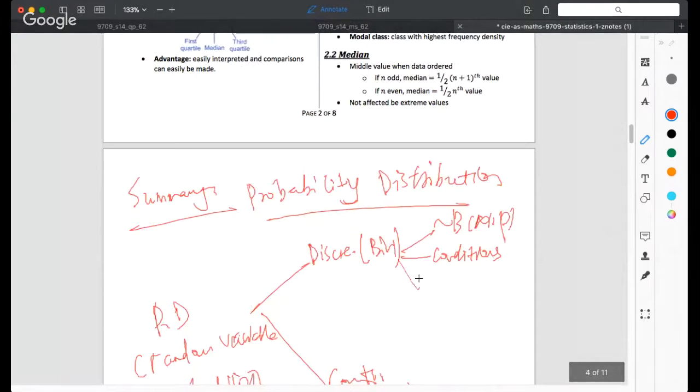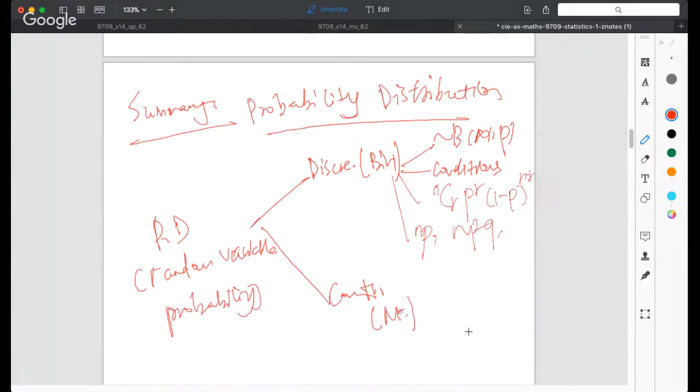And next, we learned how to calculate that. So the probability for X equals r is just nCr, p to the power of r, times 1 minus p to the power of n minus r. And also we talked about the expectation value, which is np, and I told you how to prove that, but that's not required for the exam. And the variance is npq. So this is everything we learned for binomial distribution.